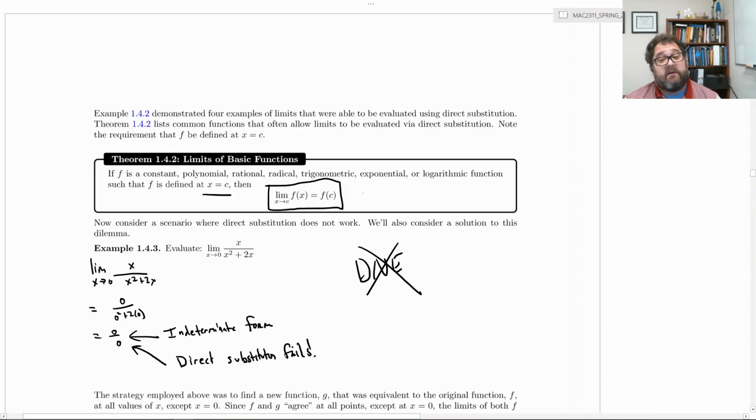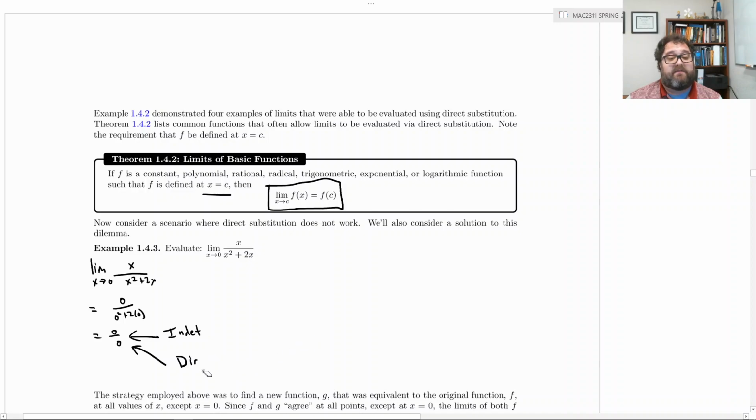And here's a possibility, and this is going to lead to one of our first methods. Here is what we could do: we could try to simplify the function algebraically, rewrite the function.